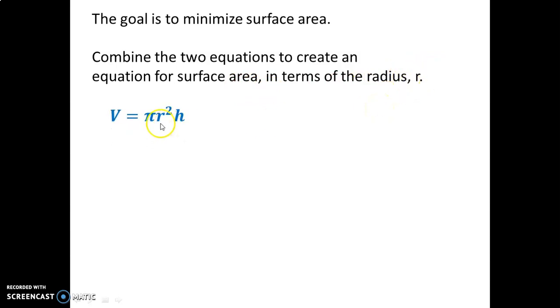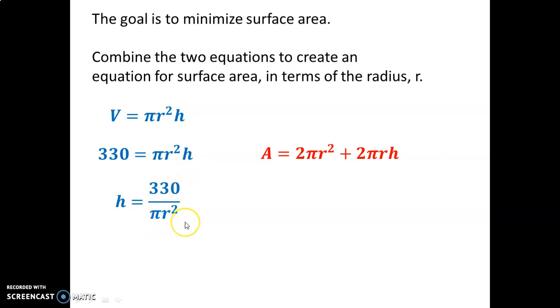Okay, let's try. So here's our volume. Here's the surface area formula, which we're given to you already. Now, you can take this one, and we know we're trying to keep the volume at 330 milliliters, so we replace volume there. Now, this one can be solved for h or r, but we were told we're trying to create this equation in terms of r. That means you want r to remain, but you want the h to disappear. So let's solve this for h. That equation solved for h is this.